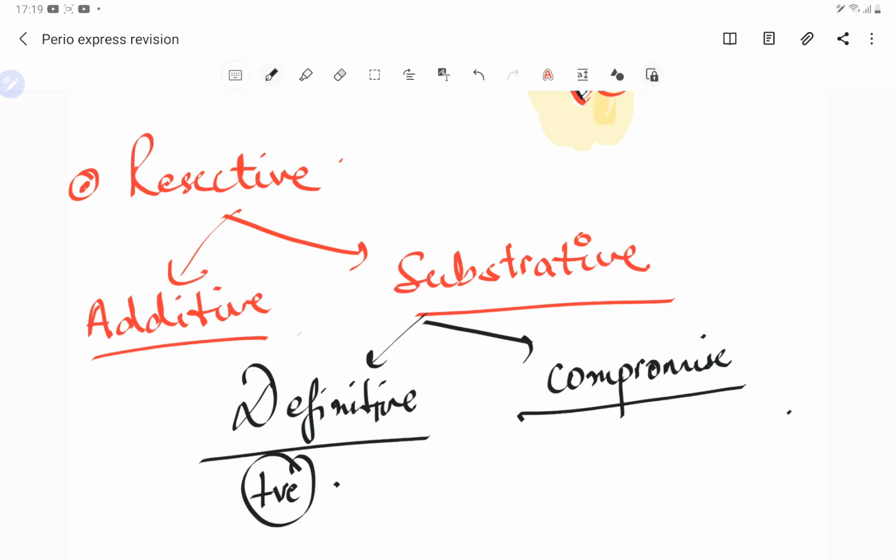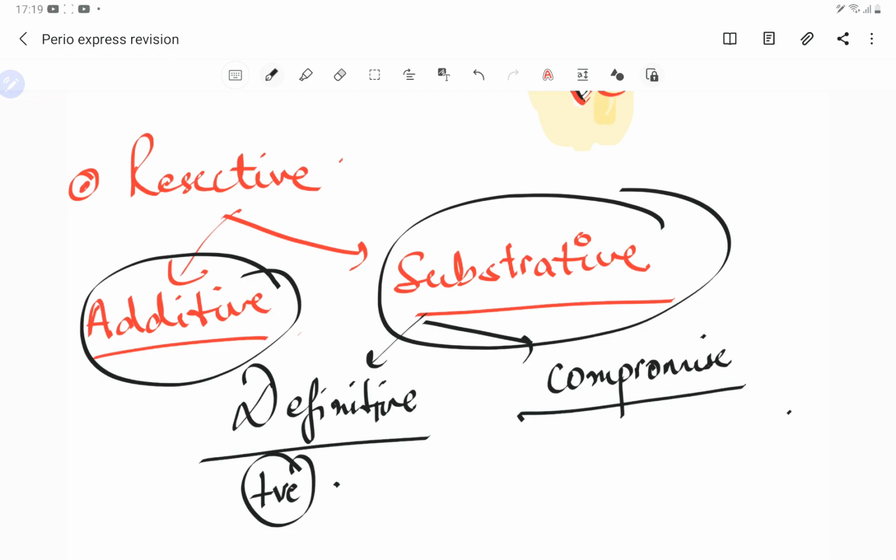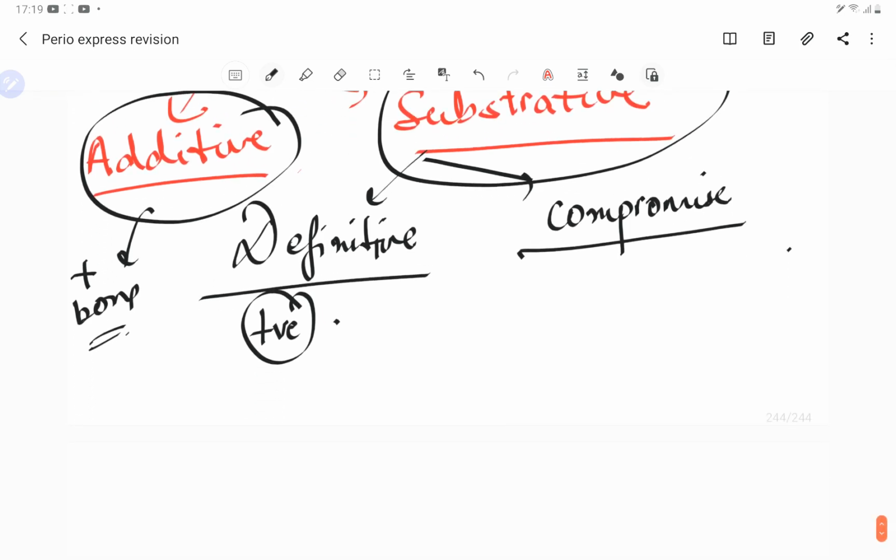Now you understand what an additive osseous surgery is and what a subtractive osseous surgery is. Additive means we are adding to the bone, so plus bone. That means we are doing a reconstructive or regenerative procedure. See, it is very easy. Reconstructive, regenerative means we are generating it again, constructing it again. Suppose there is a 3-wall defect, that means 3 walls are present, so we are going to add 1 wall to that tooth. That can be an additive osseous surgery.